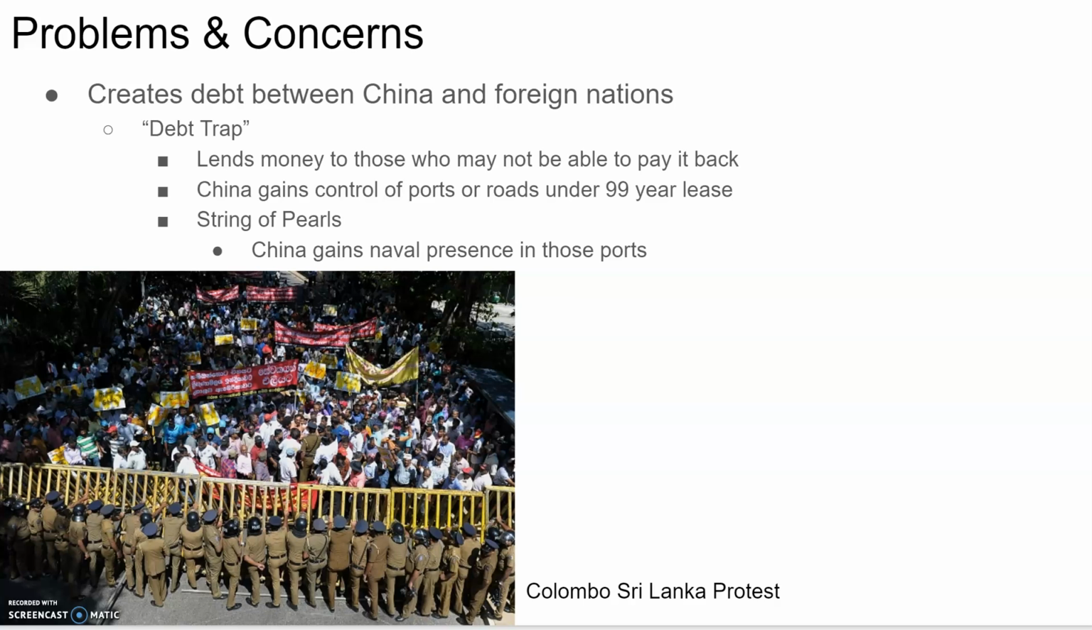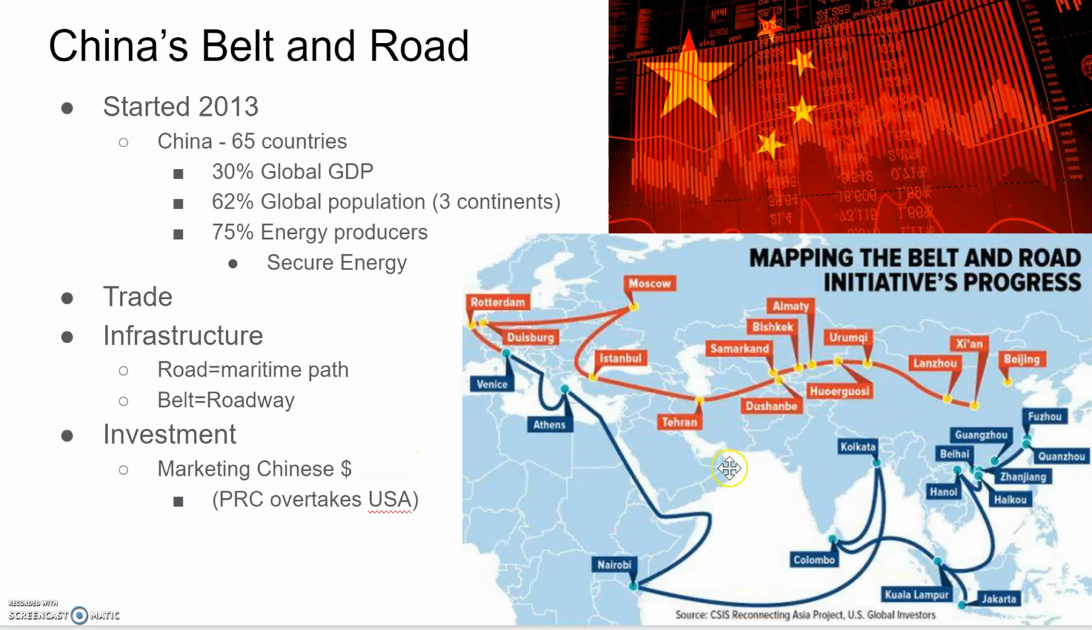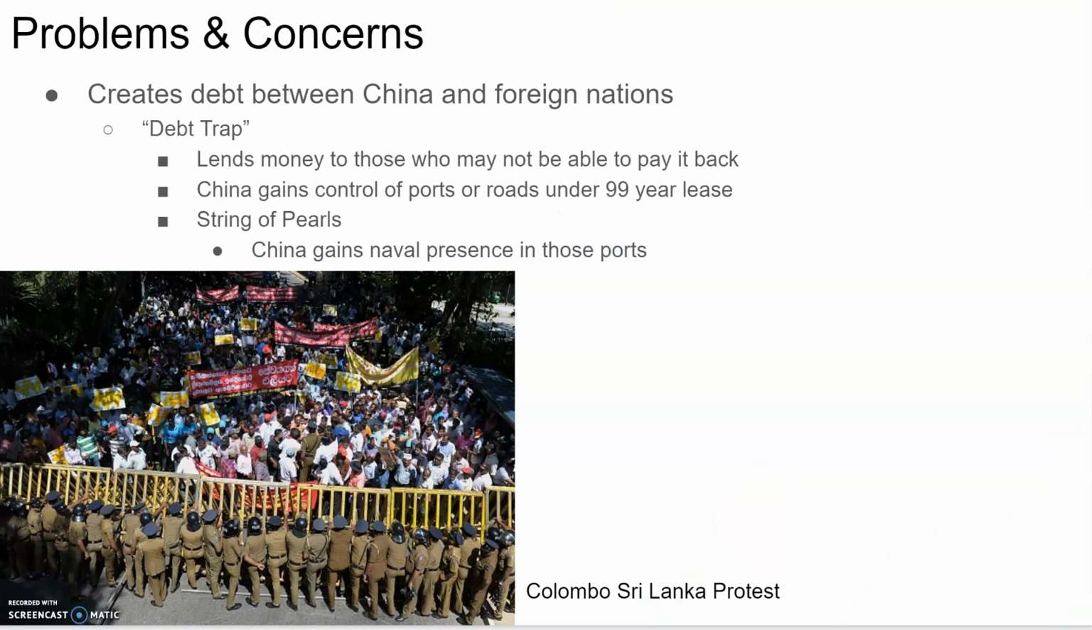Now, there's also this thing called the String of Pearls, which is connecting these ports down here, because there's a few more that aren't mentioned here. And what this does is it allows Chinese ships to be stationed in these areas to put more of their military farther away from their mainland. You see a lot of this similar concept in the South China Sea, which we will talk about later.